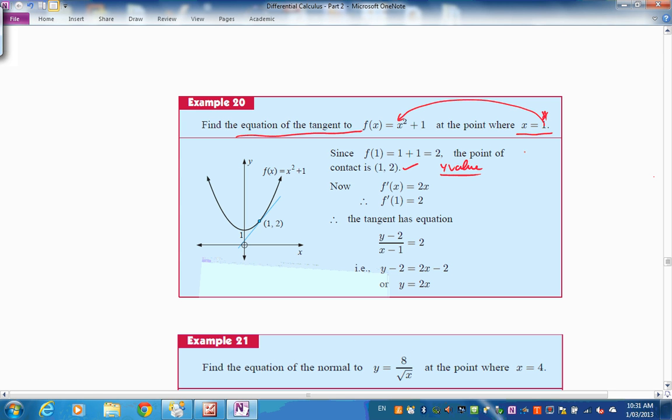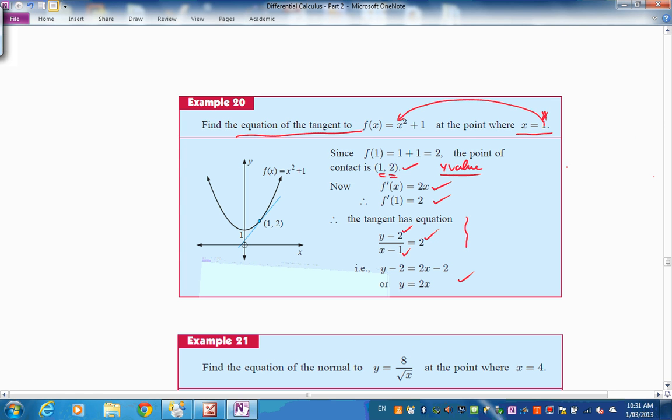We'll step back up here. Now we need to know the slope. So the slope is the derivative, which is 2x. At the point where x is 1, we can evaluate it, and then we go into the equation idea: y take the y coordinate of a known point on the line, over x take the x coordinate, equals the slope, and then multiplying it out.